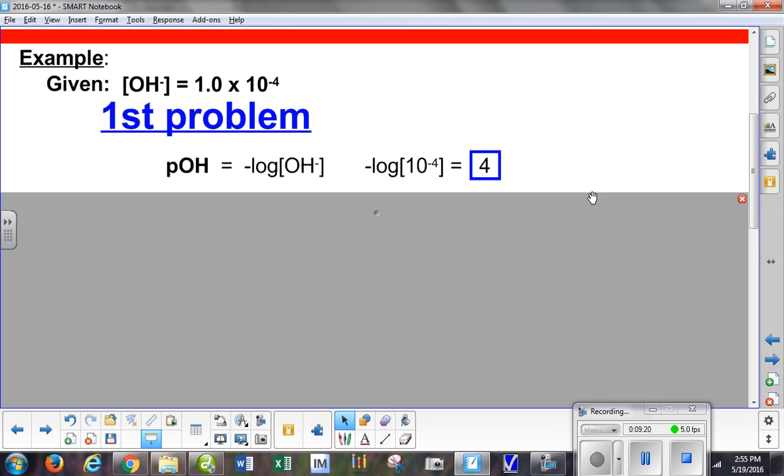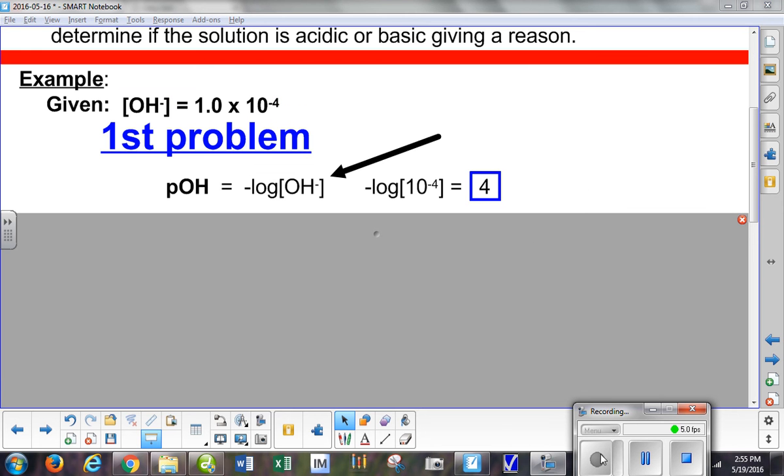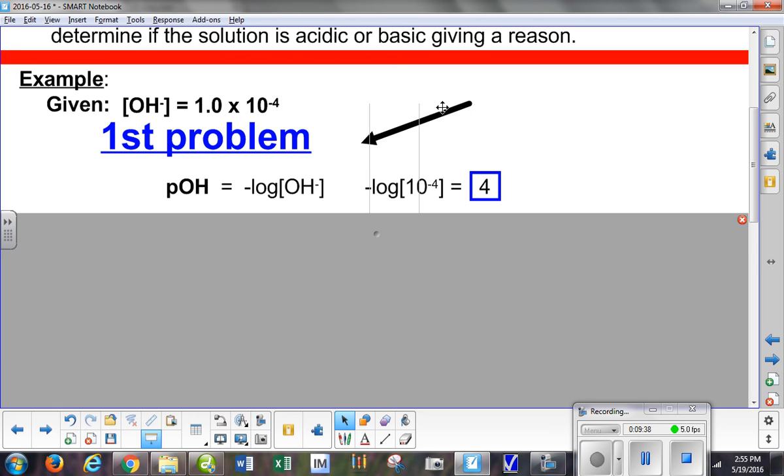So on your homework paper, you need to show you're looking for pOH. You need to show that the definition of pOH is minus log of the hydroxide ion concentration. Every time you write this, you'll understand this better. Next, you've got the minus log of 10 to the minus 4 because that's what was given. And that was the hydroxide ion concentration, as we see here.